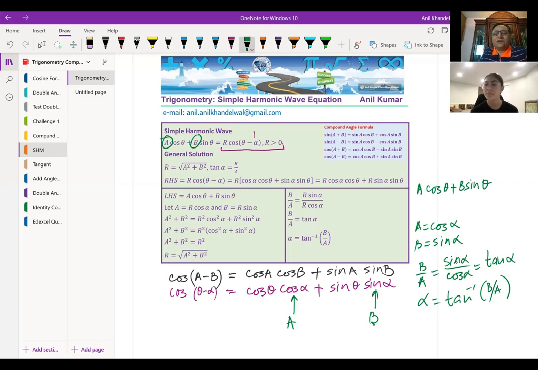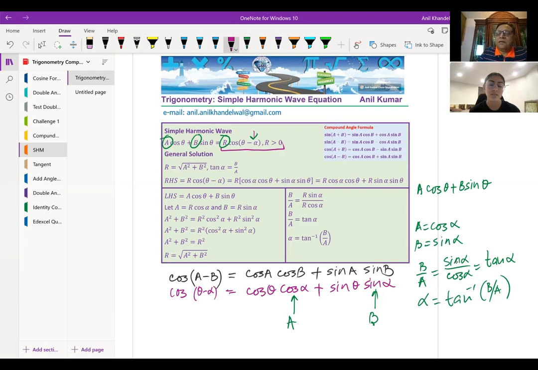These are the numbers which are given to you, and so we know what alpha is, because alpha is tan inverse B over A. Now, what is R equal to? When you substitute and add the squares, what is A square plus B square? It is R square. So that is how we will actually get R.